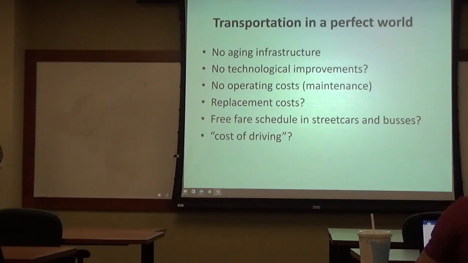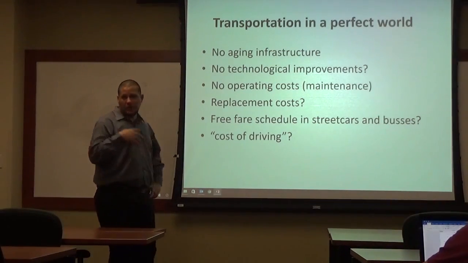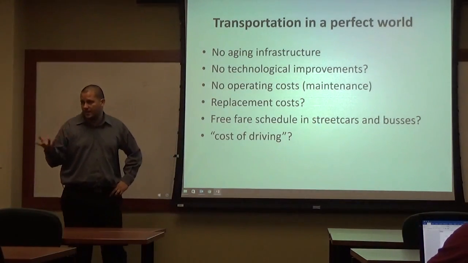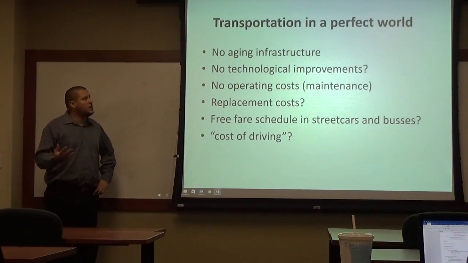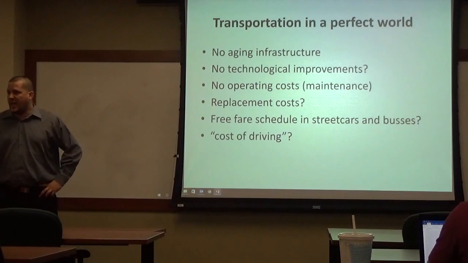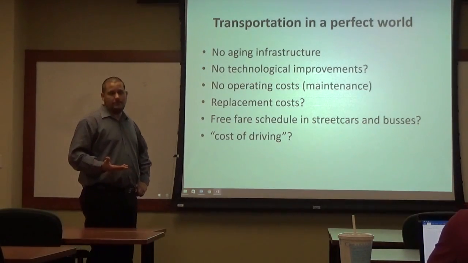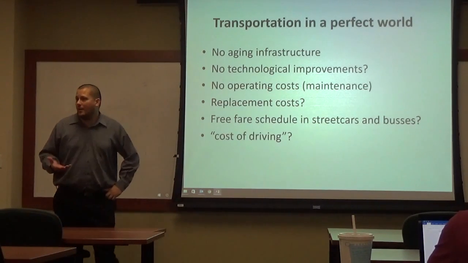So, in a perfect world, transportation is also a channel for infrastructure and utilities. Yeah. So in a perfect world, we have no aging infrastructure. What's the average rating of infrastructure in the US right now? A D. That's very optimistic.